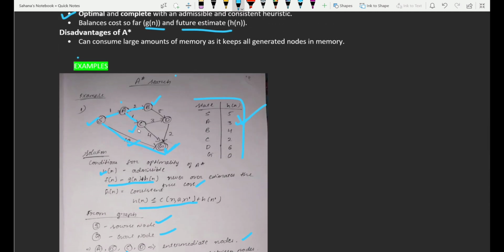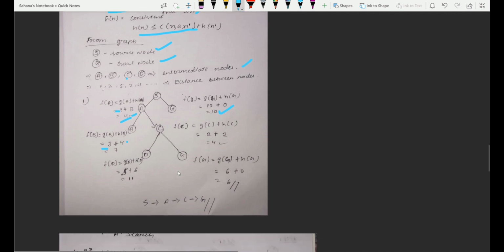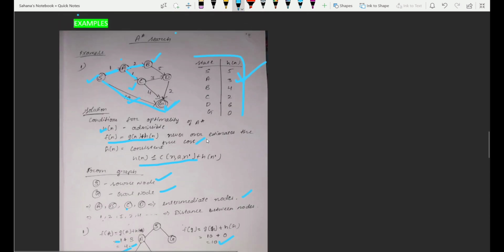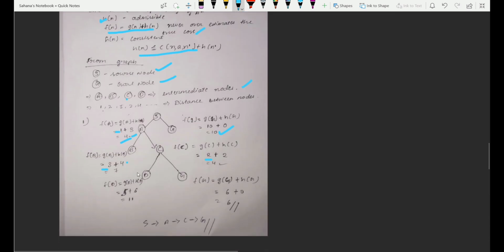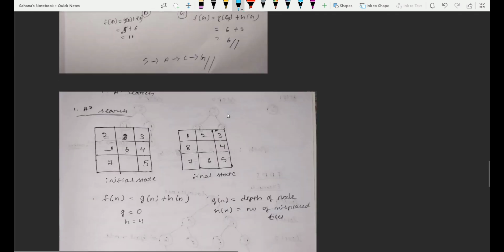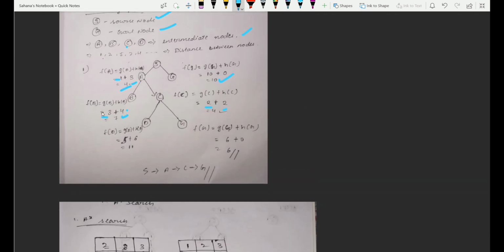Then to find the g of C, it should be 1 plus 1, that is 2. Then h of B is what? They gave 4. Then 3 plus 4, it will be 7. The heuristic value of C they gave 2. 2 plus 2, 4. Now if you compare f of B and f of C, f of C is the lowest value, so we will explore C next.